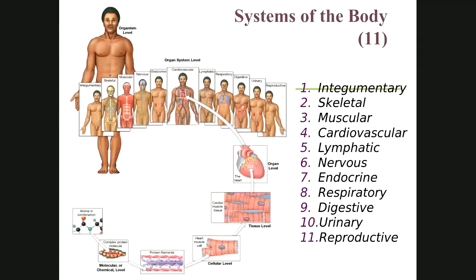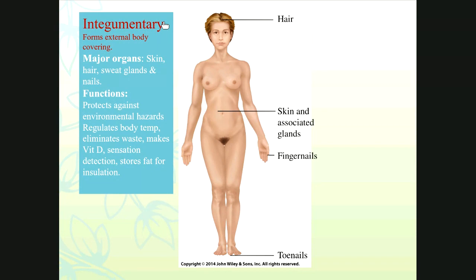So now we're going to go into each of these body systems in generalities. We have 11 body systems. We're going to go through most of these in more detail throughout the semester. So let's start with the integumentary system. This is actually one of the largest or heaviest systems in our body. This is going to form the external body covering.